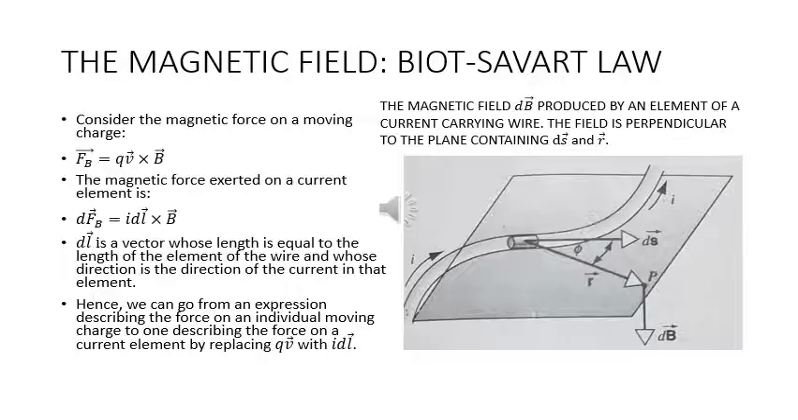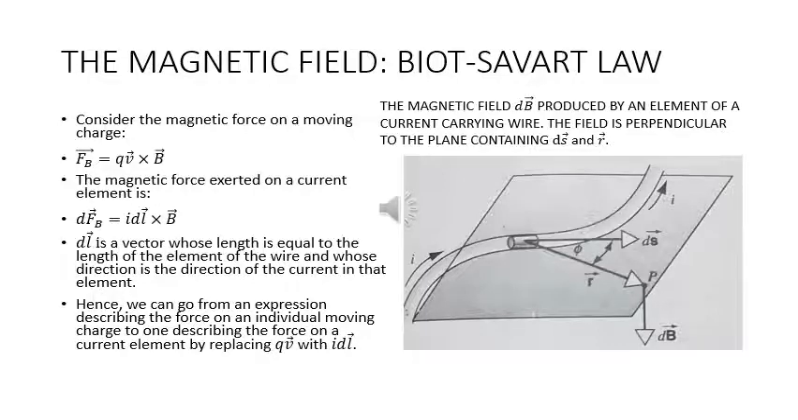dl is a vector whose length is equal to the length of the element of the wire and whose direction is the direction of the current in that element. Hence, we can go from an expression describing the force on an individual moving charge to one describing the force on a current element by replacing qv with I dl.